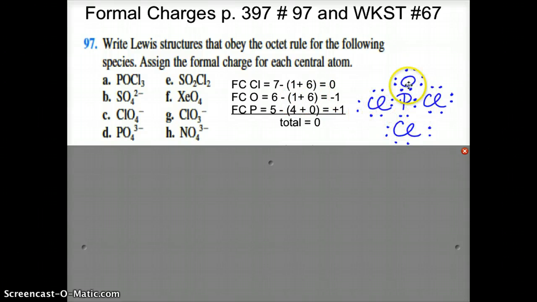And then last but not least, phosphorus is in group number 5. It has 4 bonds and no unshared electrons around the outside. So it has a plus 1. When we add this all together, we get 0, and that's the way it should be because there's no charge on this. When you get to letter B, you have a negative 2 charge. So when you total up, that should equal a negative 2, and then so on for the other molecules that you have there. So pause, work your way through the rest of those, and then we will proceed with the last question, which is number 67.